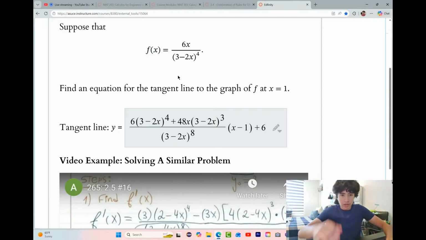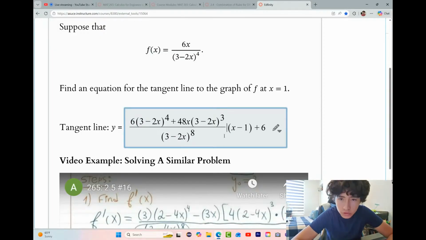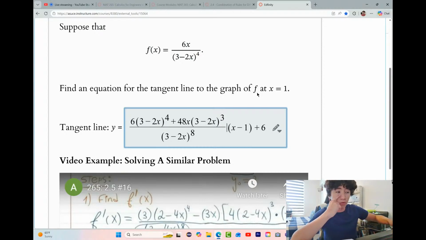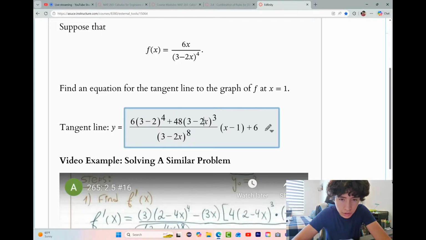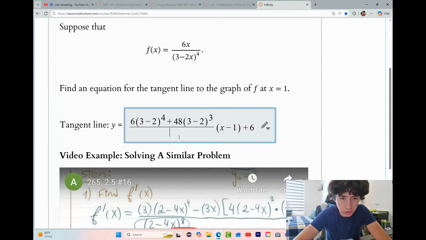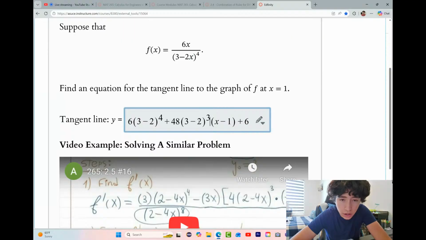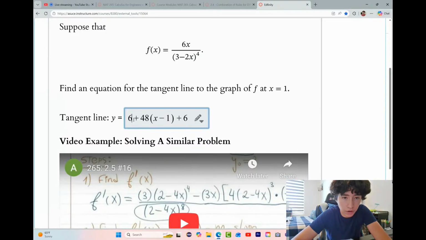So I think I figured out my mistake, or I was told my mistake. Yeah, we need to plug in 1 for x because we're evaluating the slope of the tangent line at x equals 1. My bad. So that's 1, 1, 1, 1. This is 1 to the power of 8, or simply 1, so we can just get rid of that fraction. This is 1 to the power of 3, so we can get rid of that. This is 1 as well, so we can get rid of that.